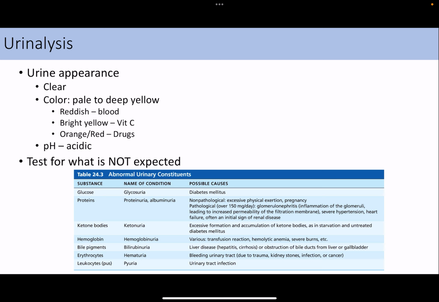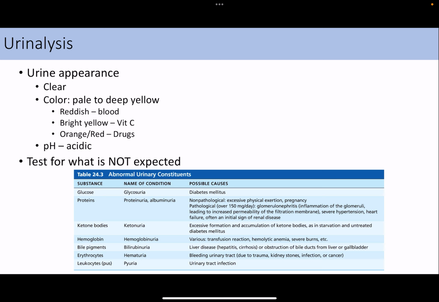If you have hemoglobin in your urine, it could be a transfusion reaction. So if you've received the wrong blood type and the antibodies are lysing the red blood cells that you received, it can cause hemoglobin in the urine. If you have hemolytic anemia, which we talked about before, or severe burns, these can cause hemoglobin in your urine. If you have liver disease or obstruction of your bile ducts from the liver or gallbladder, you can end up with bile or bilirubin in your urine.